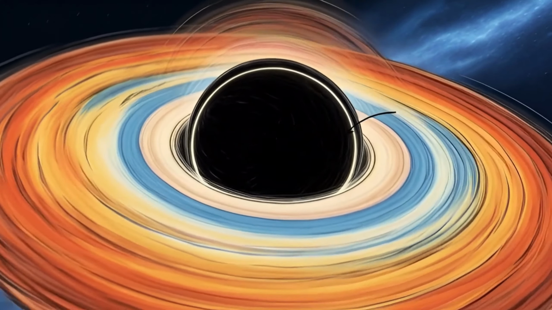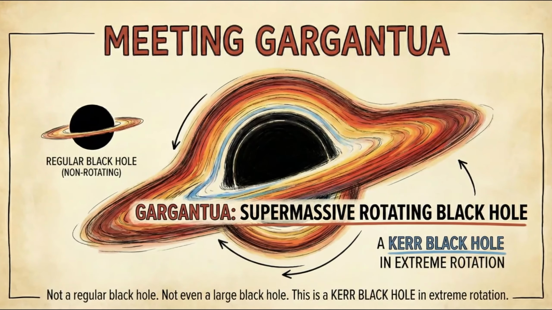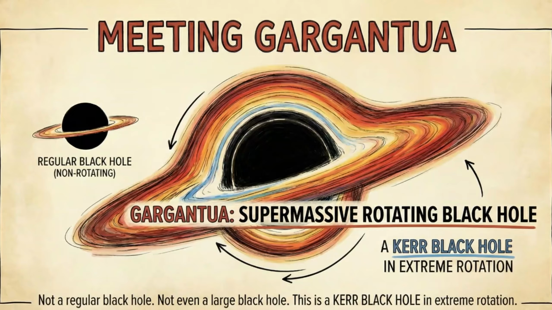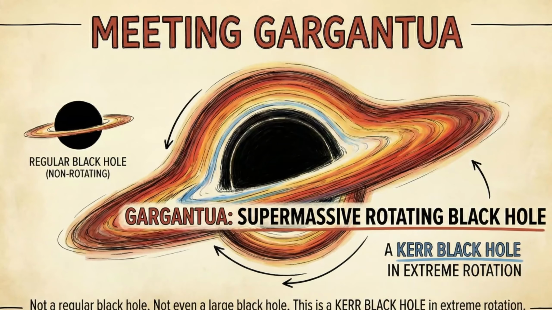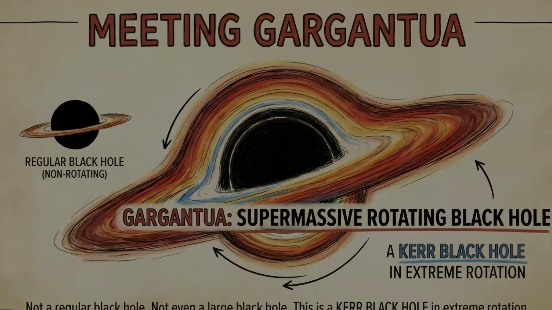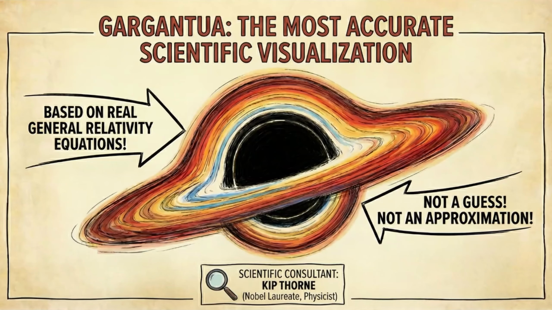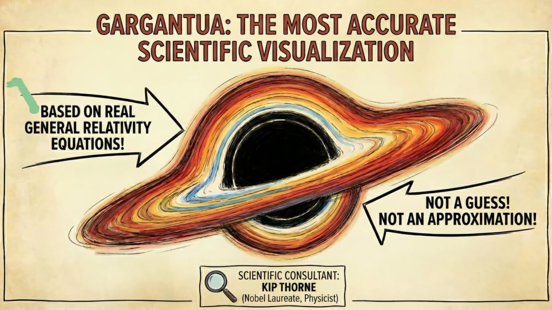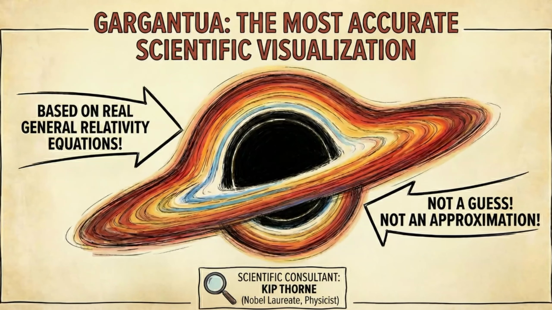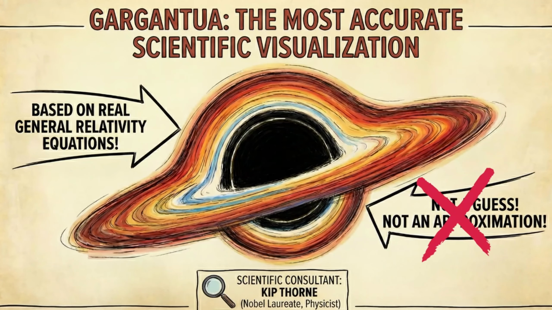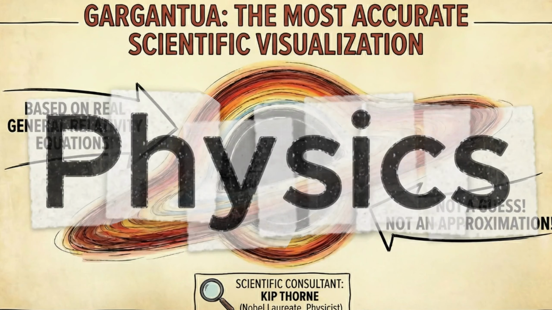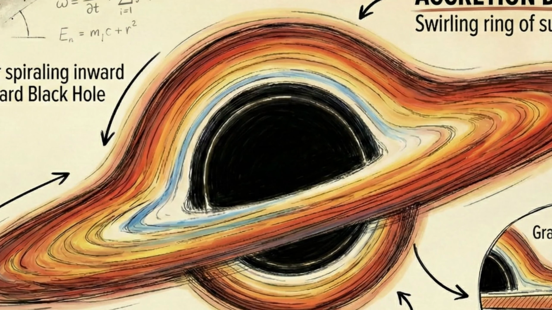Now we meet Gargantua. Not a regular black hole, not even a large black hole. This is a supermassive, rotating black hole, what we call a Kerr black hole in extreme rotation. And when you see it on screen, what you're looking at is one of the most accurate scientific visualizations of a black hole ever filmed. Not an approximation, not an artist's guess. Actual physics.